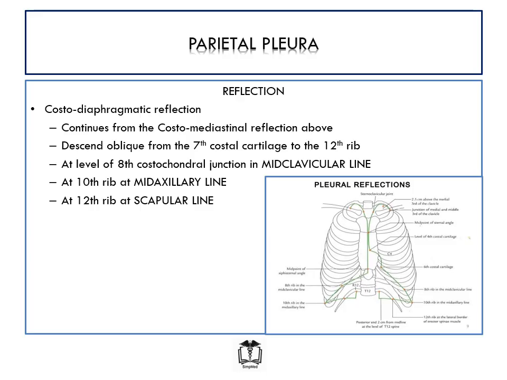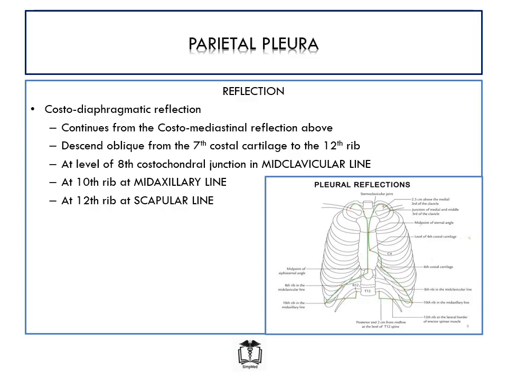Let's talk about the costal diaphragmatic reflection. The costal diaphragmatic reflection is the continuation of the costal mediastinal reflection. Like I said, it is the reflection or junction between the costal pleura and the diaphragmatic pleura. It begins from the seventh costal cartilage on the right side, and on the left side from the sixth costal cartilage. On the right side, from the seventh costal cartilage, it begins to descend towards the 12th rib. That descent towards the 12th rib is important to note.